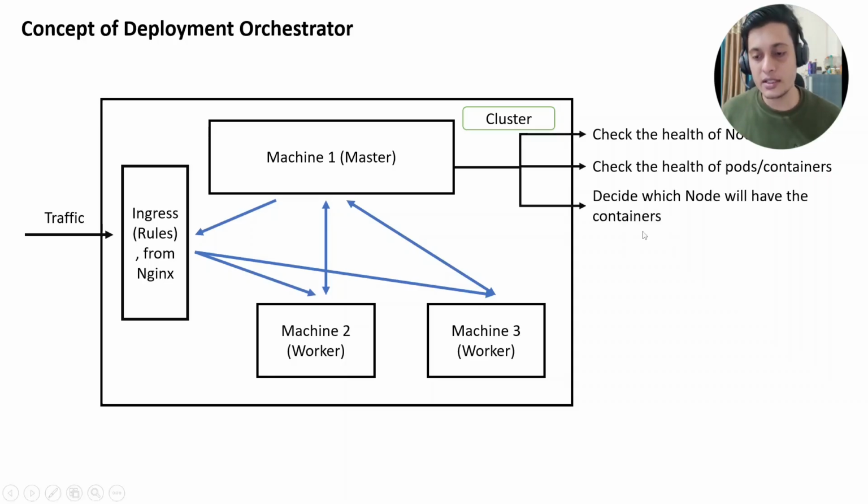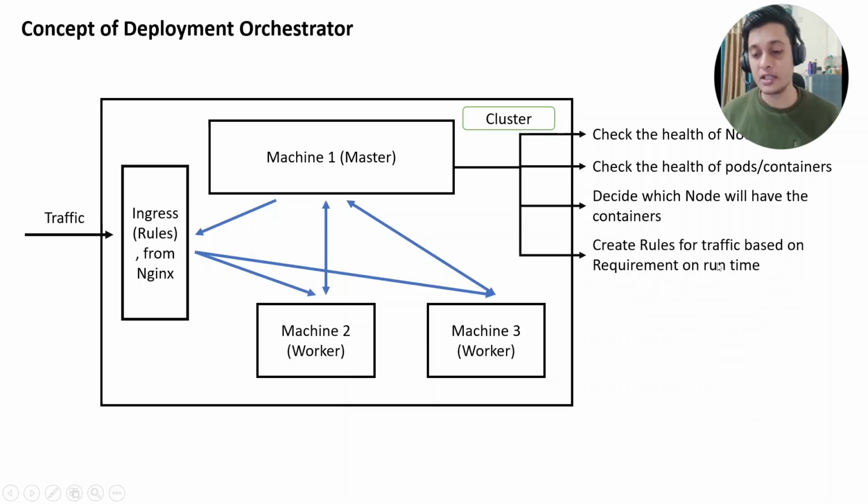Okay. Another thing, it decides which node will have the containers. Again, it will check the metrics like where the resource can be created without affecting the performance of the application. So this master node will decide this too. Again, it will create rules for the traffic based on the requirements at runtime. It is a summary of the same thing which we have been discussing till now.